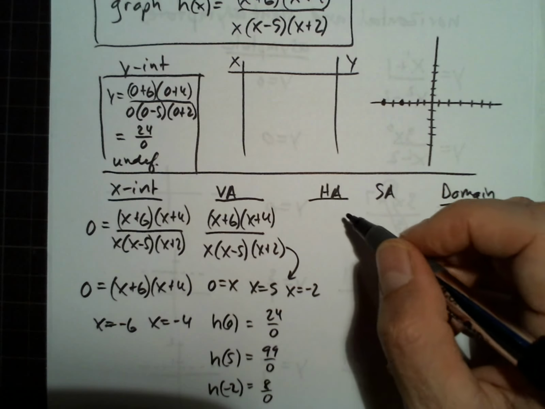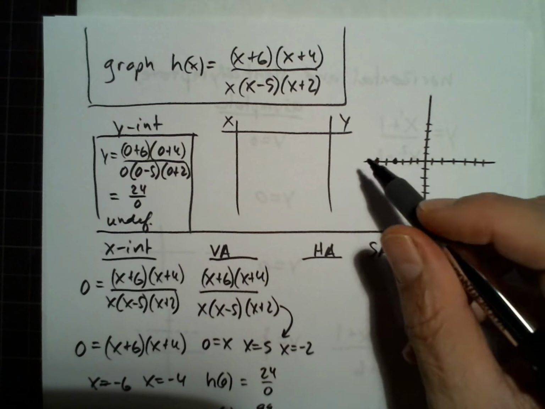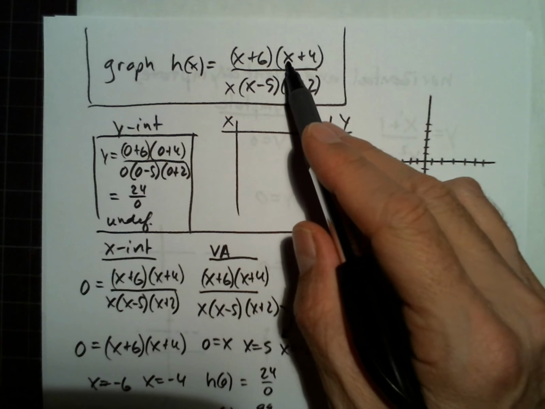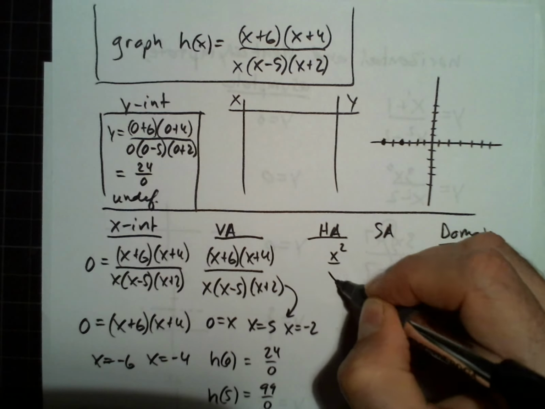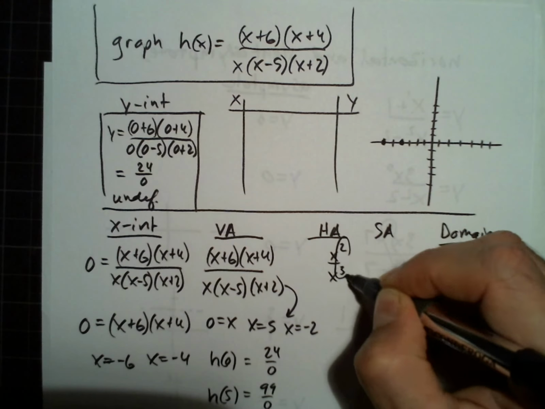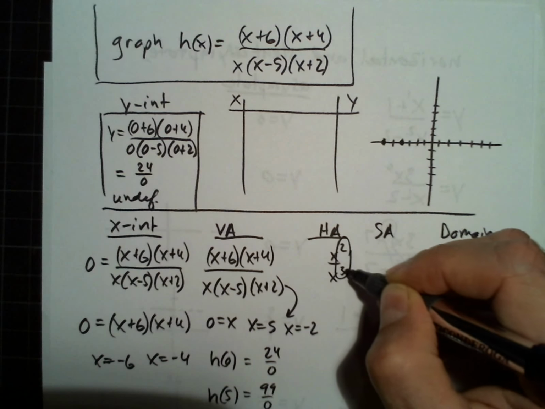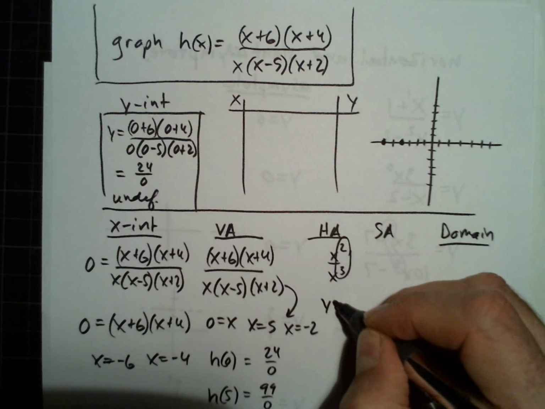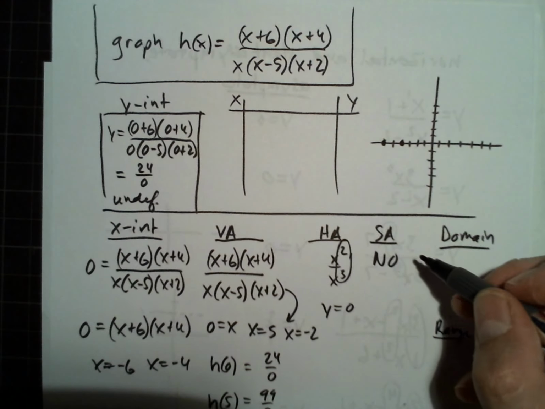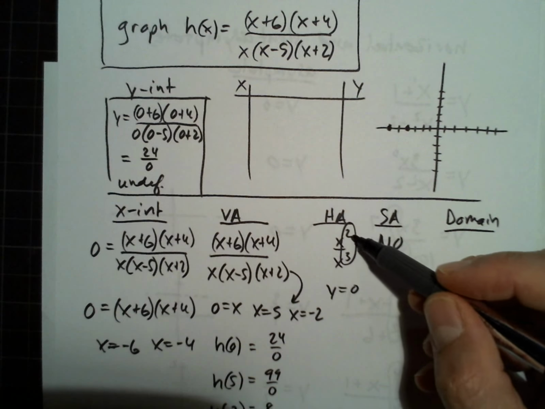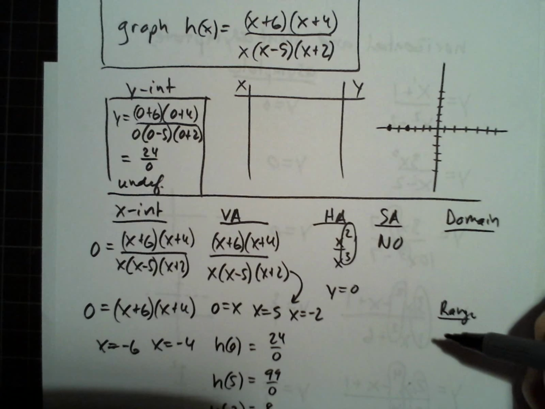Horizontal asymptote, we compare the degree of the numerator and denominator. That'll be x squared and then x cubed. We have x squared over x cubed. Comparing these, the denominator has a higher degree, so we get y equals 0. Slant asymptote only occurs if the numerator is 1 larger than the denominator.